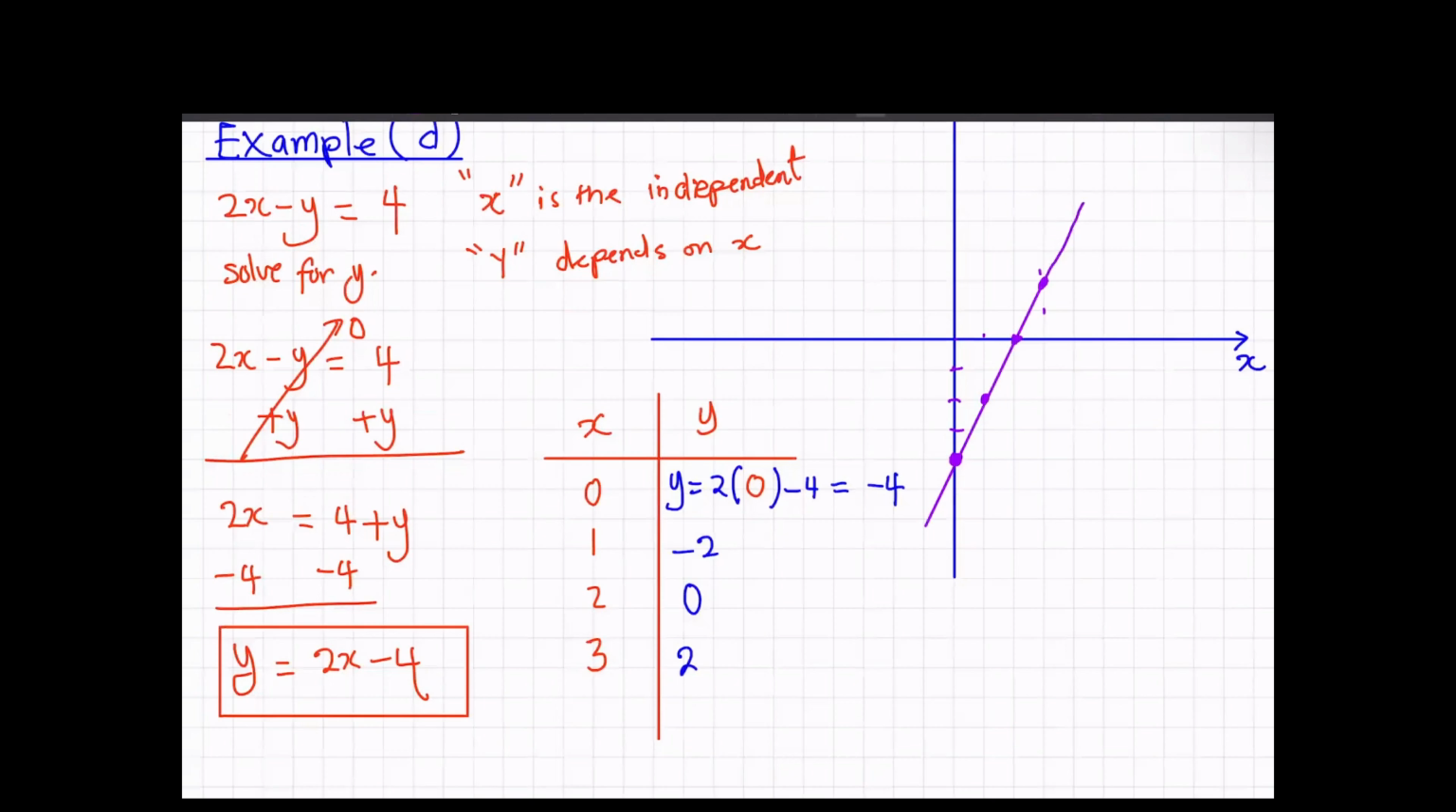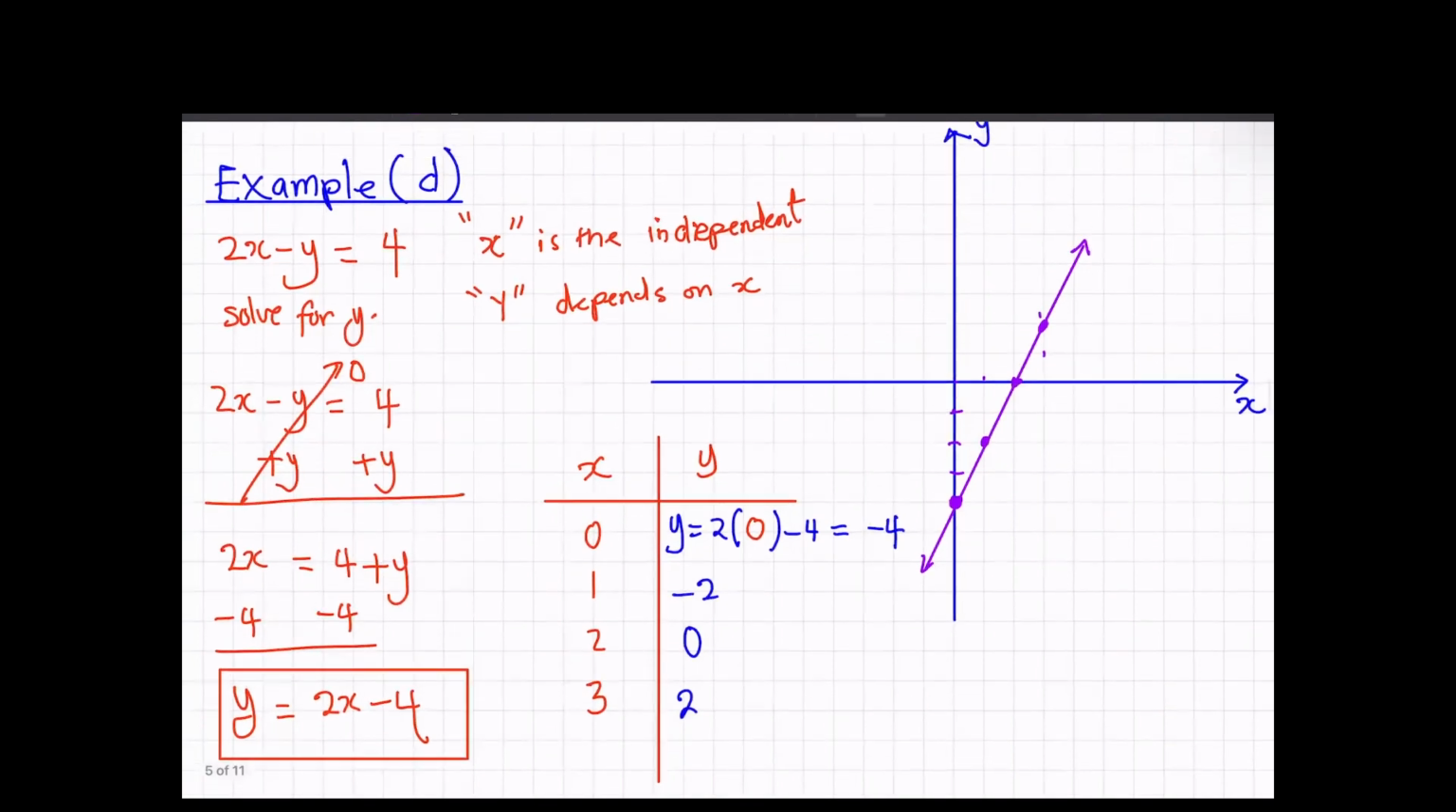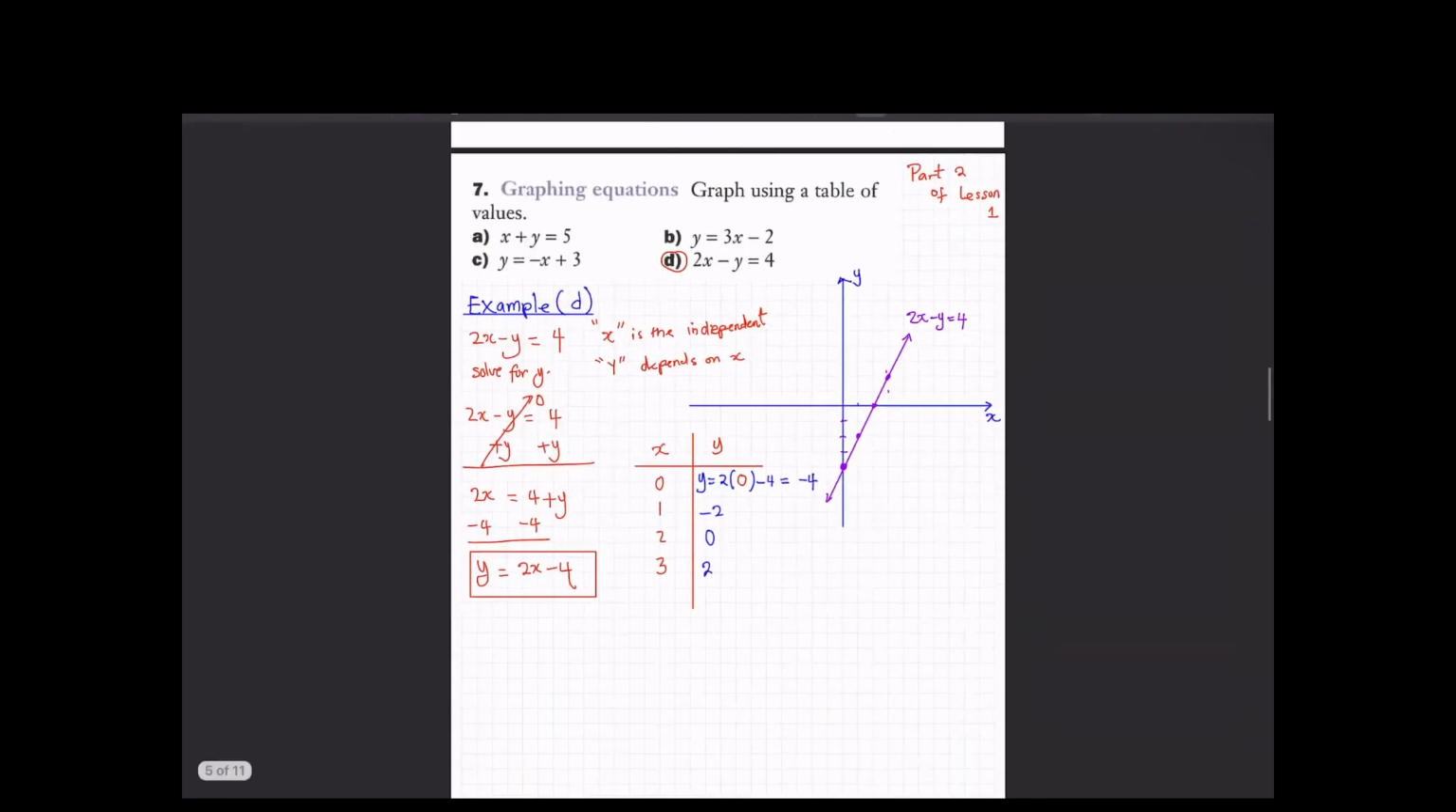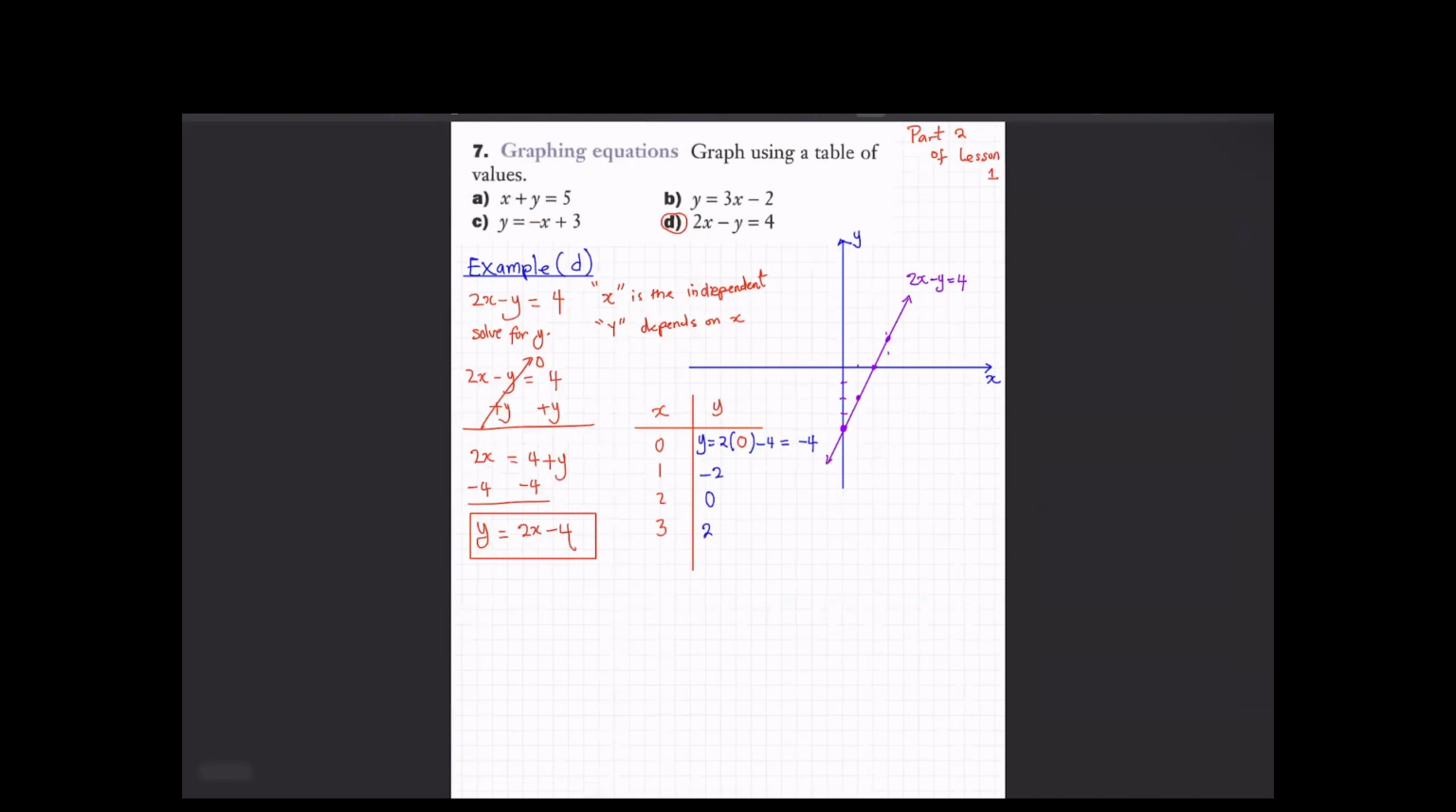And as you can see, this line is a perfect straight line. And the equation for this line is 2x minus y is equal to 4. That's it. And that's how you graph a line using a table of values.